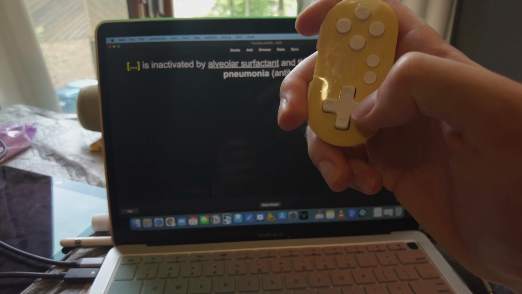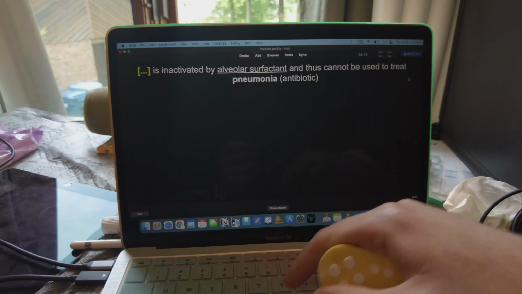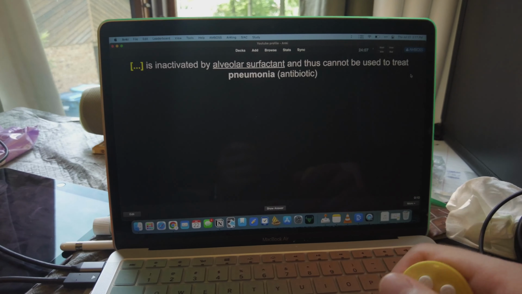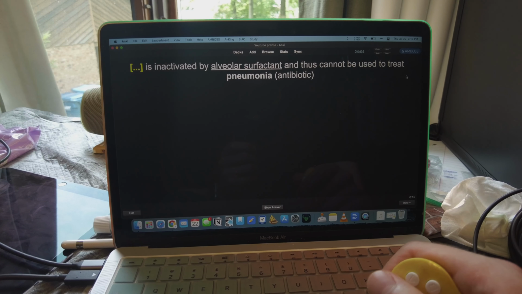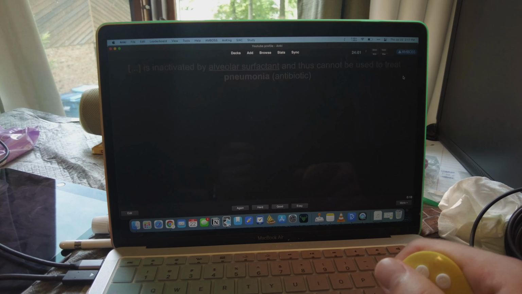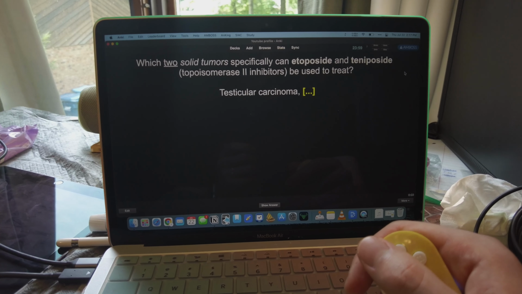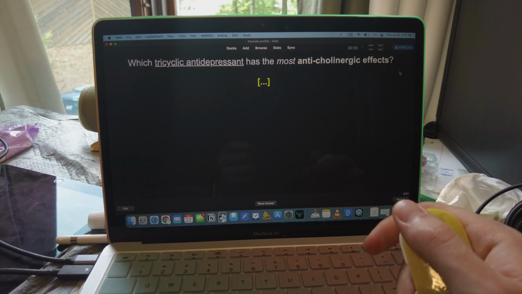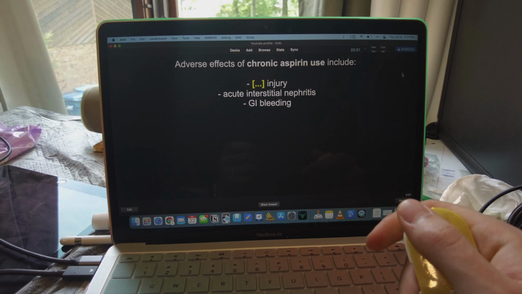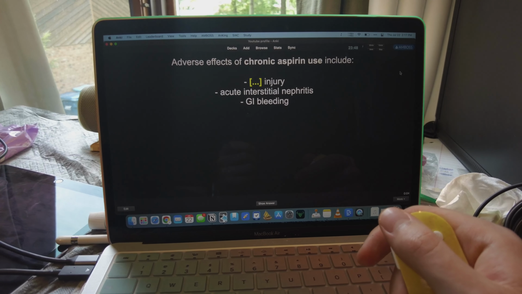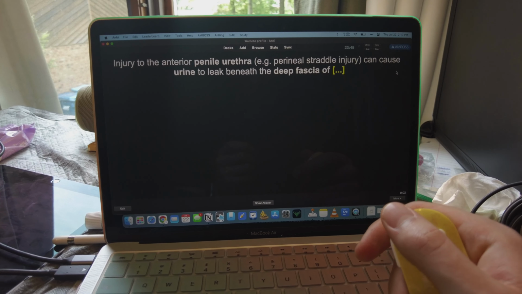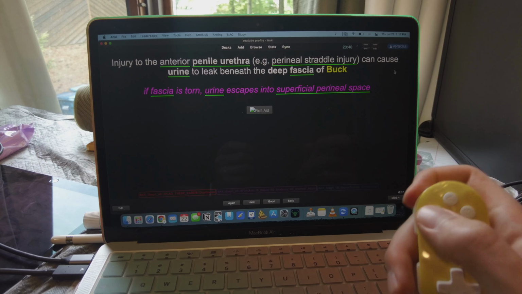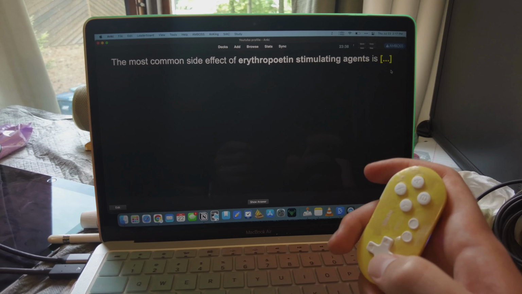I just used this button right here, which you can set up to be the letter H on your keyboard, which opens up hints or other fields like the lecture notes I just wrote on. So, ammonia. Daptomycin, yep. Small cell lung, yep. Acute cholestatic hepatitis, yep. Amitriptyline. Acute renal. Do not know this. It's a new one. Deep fascia of Buck. Okay.